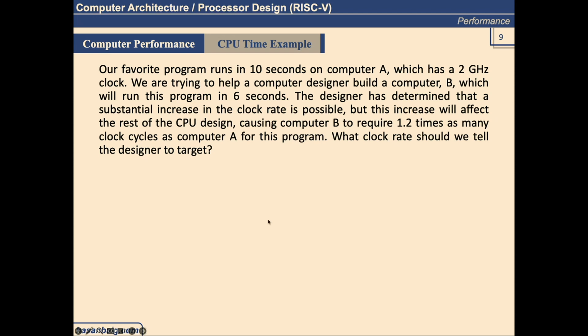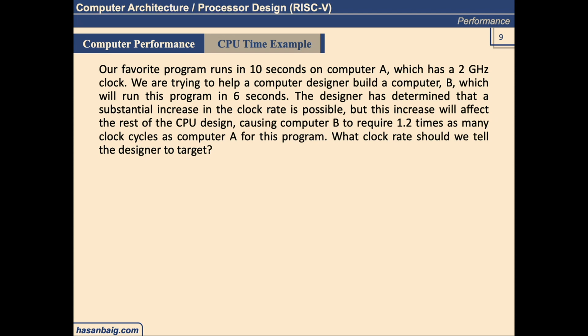And what we are trying to do is to help a designer build computer B, which should run the same program in 6 seconds. But it has been determined that a substantial increase in the clock rate is possible on computer B. You might also wonder why we cannot have a higher clock rate for every kind of processor. This discussion is separate from what you see on the slide now. If you have 2 processors, A and B, one is running at 3 gigahertz, while the other one is running, let's say, at 2 gigahertz.